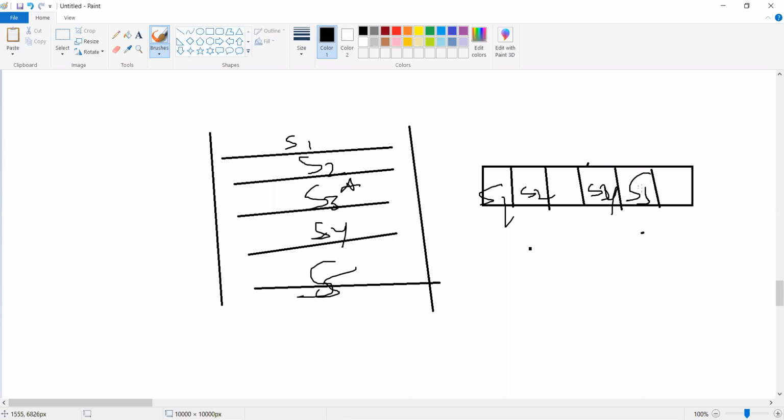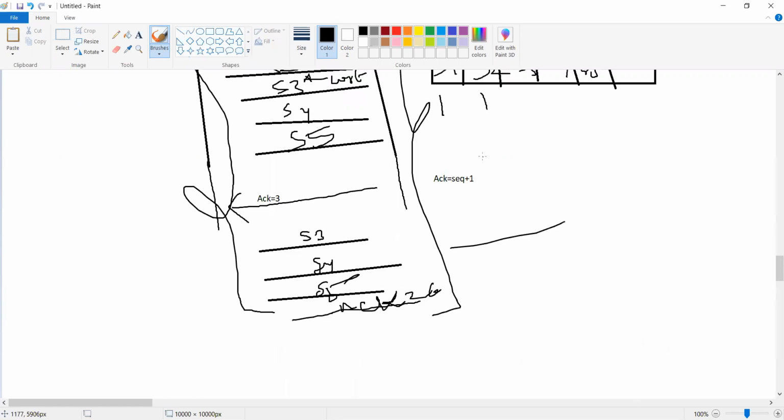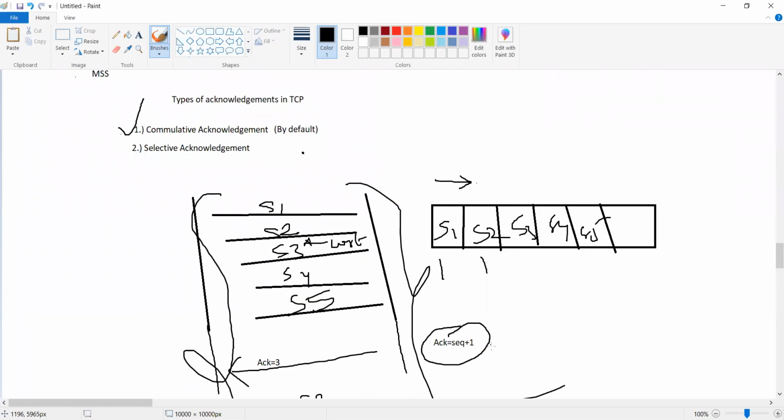and segment 5. Now what acknowledgement he'll send is, in case of selective acknowledgement, acknowledgement number is equal to sequence number. Am I clear or not? There the formula is different. Whereas in case of cumulative acknowledgement, this only works for which acknowledgement? Cumulative.